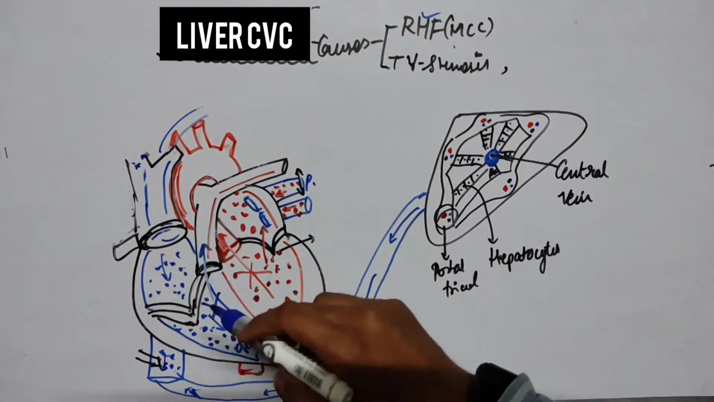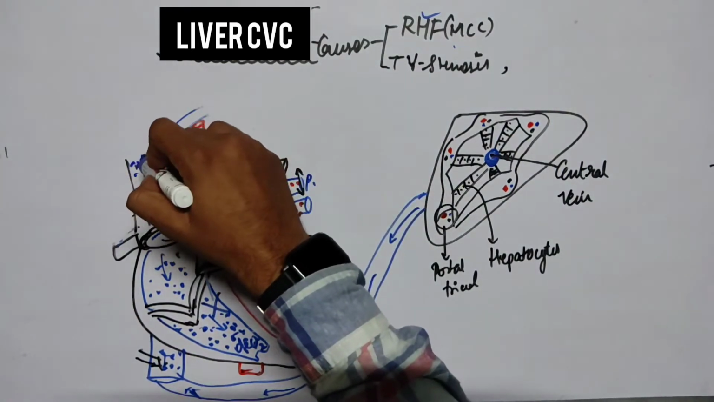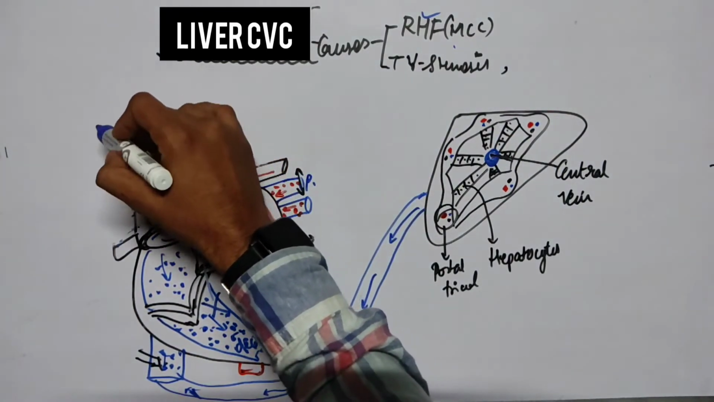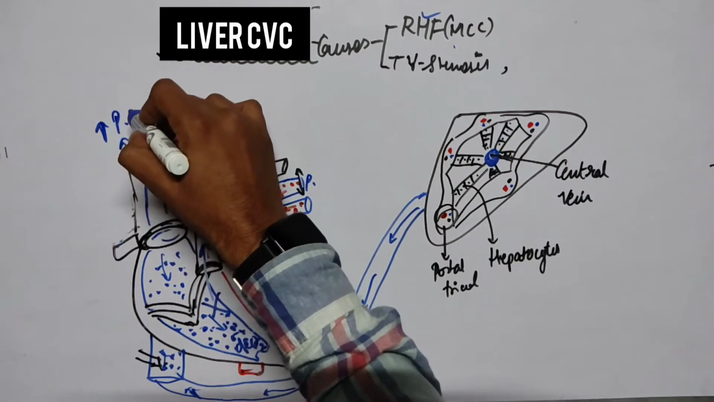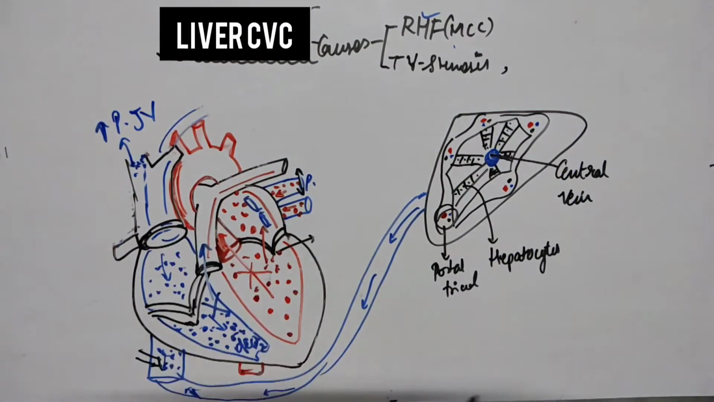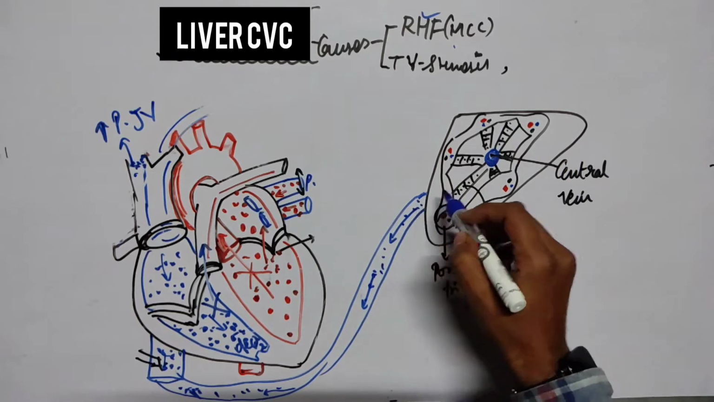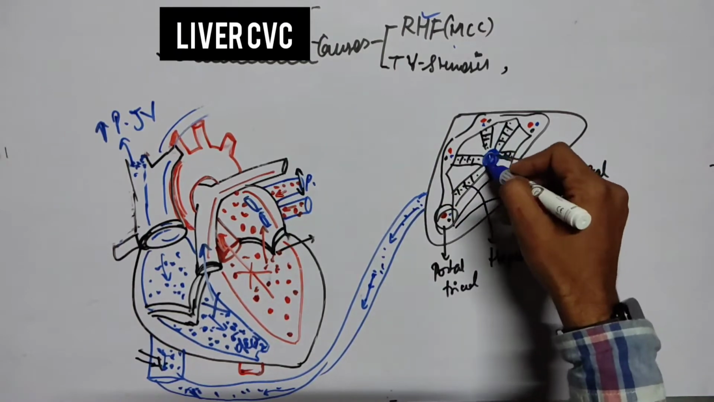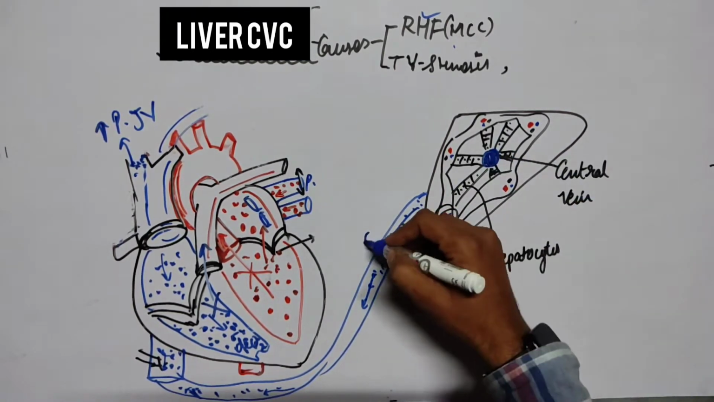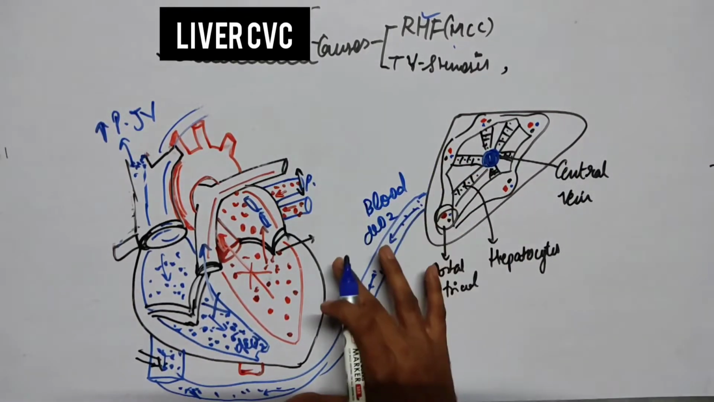If it gets accumulated inside the superior vena cava, it will cause increased pressure in the jugular vein. And because of the accumulation of blood inside the inferior vena cava, the blood will get accumulated into the hepatic vein, and into the central vein also. And it is the deoxygenated blood which will get accumulated.